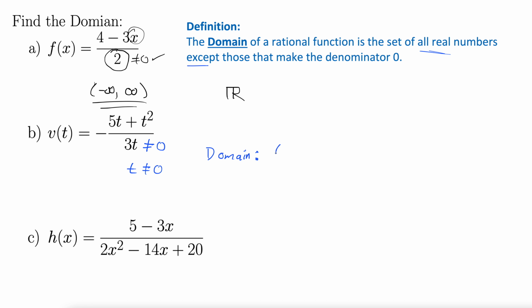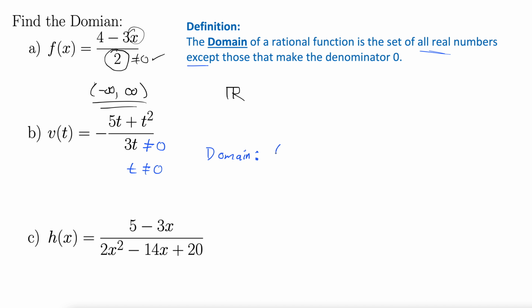Let's look at this third example. h of x equals (5x minus 3) over (2x squared minus 14x plus 20). So here we're going to take this denominator and say this does not equal 0. Well, that means we have to do some factoring. Anytime you start to factor, always ask yourself first, can I factor out a GCF? In this case, we can. So we're going to factor out a 2 here. How about that? x squared minus 7x plus 10, and we're still saying this does not equal 0.